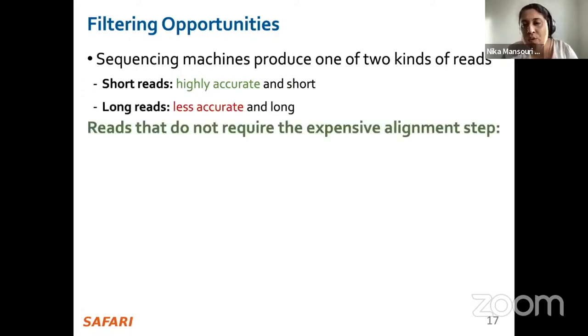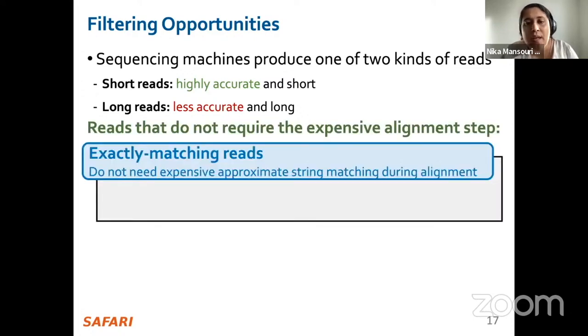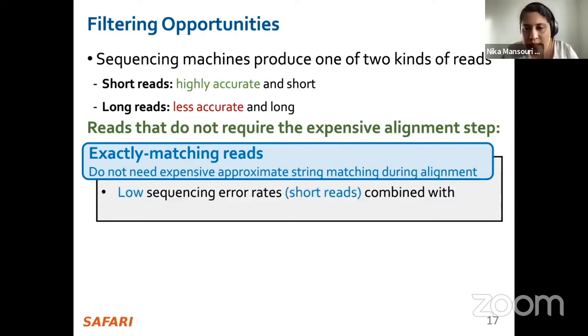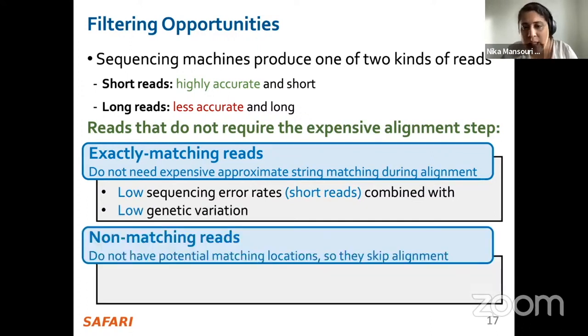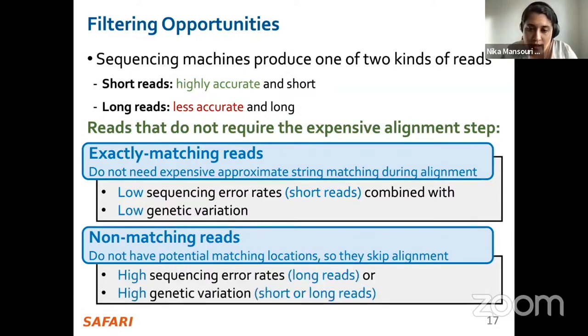Based on these, we leverage two filtering opportunities. First, we can filter exactly matching reads, which are reads that match exactly to one or more subsequences of the reference genome and do not require approximate string matching during alignment. Exact matches can frequently occur in short read sets with low sequencing errors and low degree of genetic variation. Second, we can filter non-matching reads. Such reads do not have any potential matching locations in the reference genome and can skip the expensive alignment step. Non-matching reads can frequently occur in long read sets with high sequencing errors and short or long read sets with high degree of genetic variation.